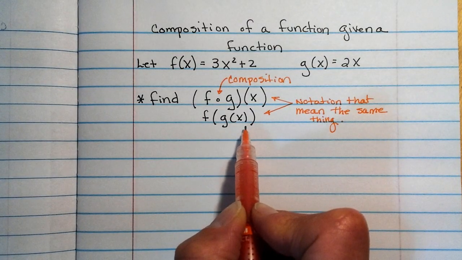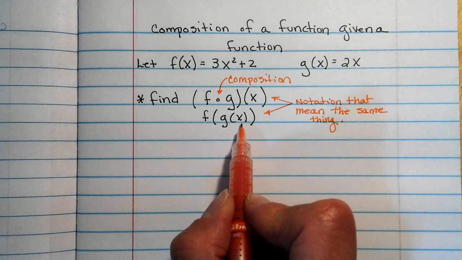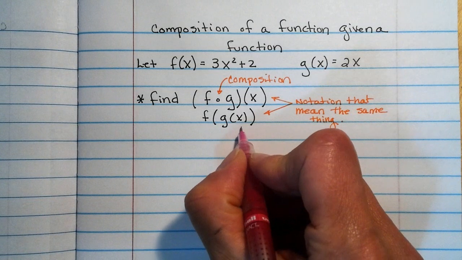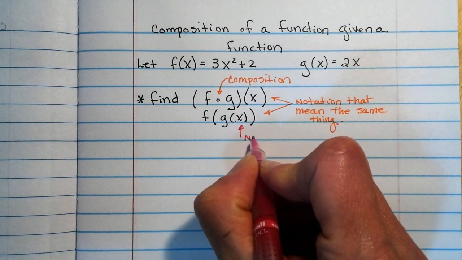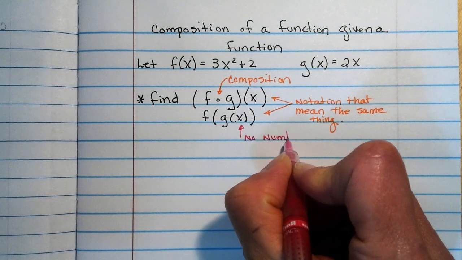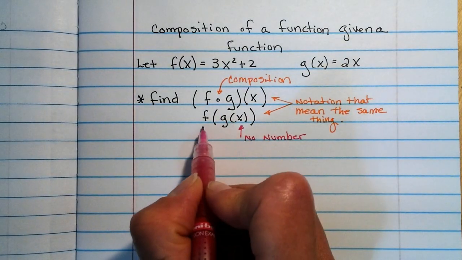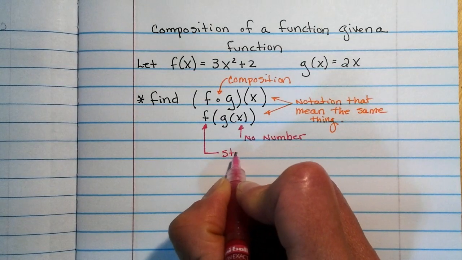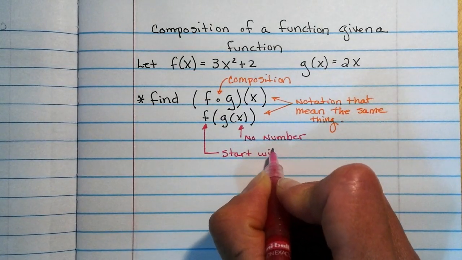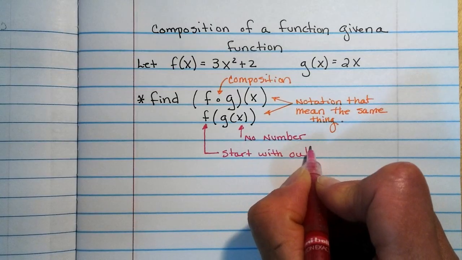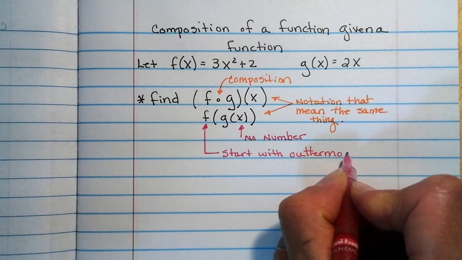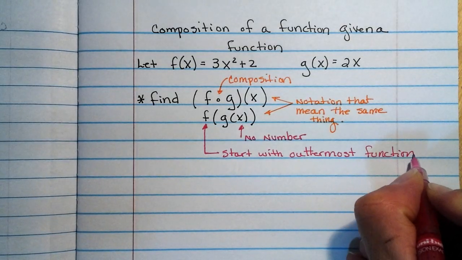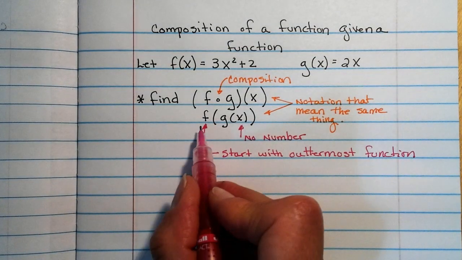It's just easier for me to see. Notice there is no number on the inside. That is key. Because there is no number on the inside, unlike the ones where we did numbers, that means that we are going to start with the outside function, the outermost function. And that then would be f.